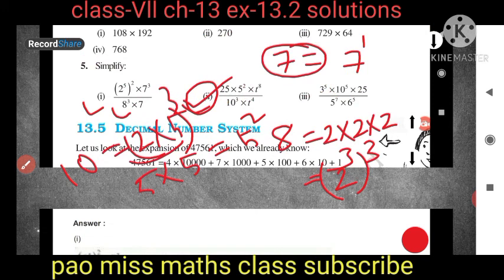Now come back to the next question. What is remaining? This last question I will keep as homework. If you have any doubt you can comment below. Please try to solve this question. Here it is given 3 to the power 5 multiplied by 10 to the power 5 multiplied by 25, upon 5 to the power 7 multiplied by 6 to the power 5. This is your homework. This was the last question of this exercise.